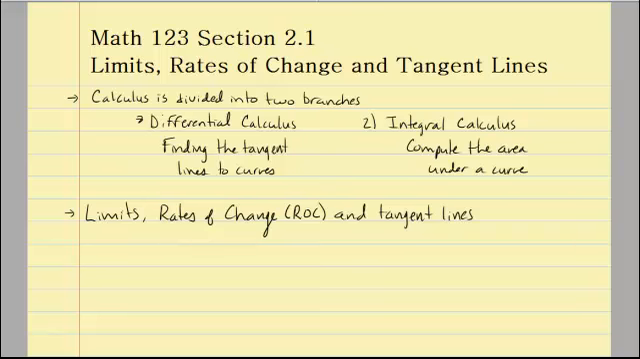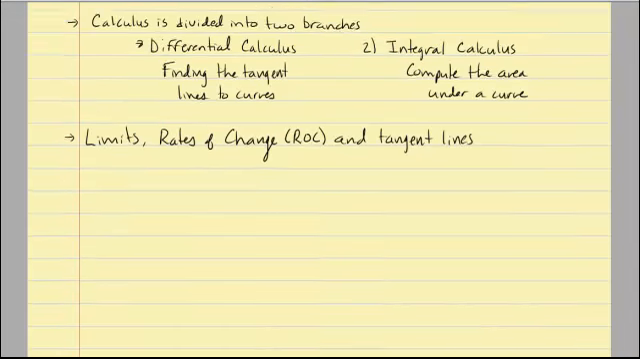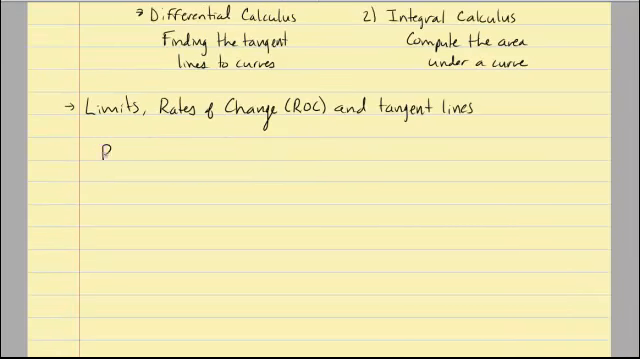Starting with limits, rates of change, and oftentimes rates of change is abbreviated ROC, and tangent lines is a good way to step into calculus. The first thing that we want to look at more in depth is rates of change, and again oftentimes we abbreviate rates of change with ROC. Rates of change is basically the relationship between two changing quantities.